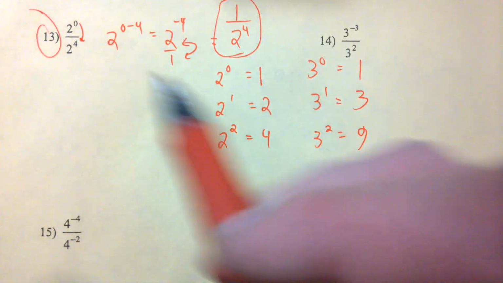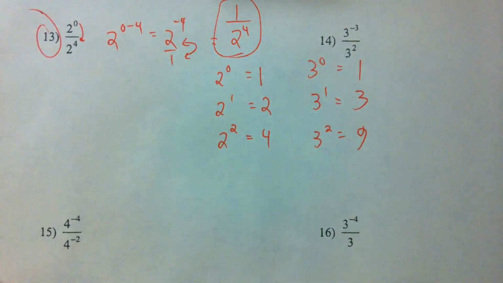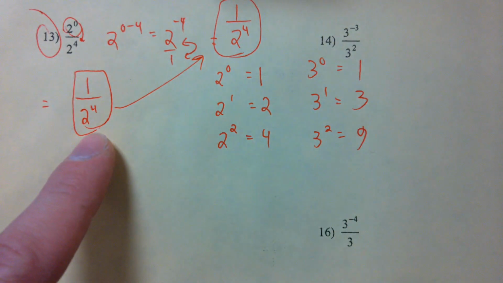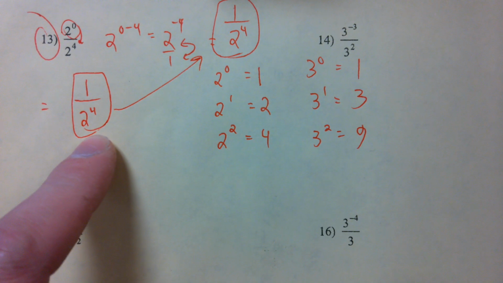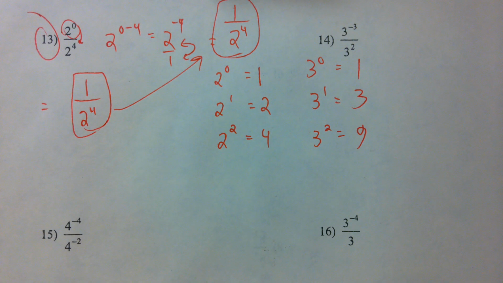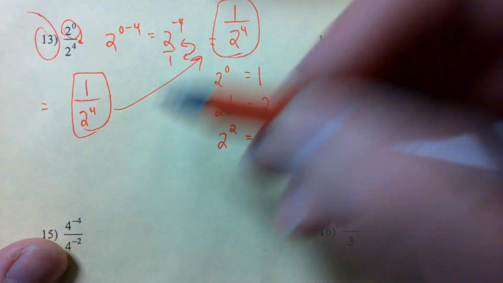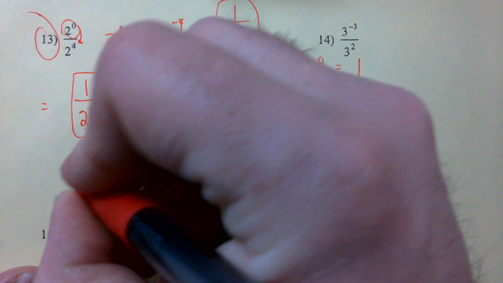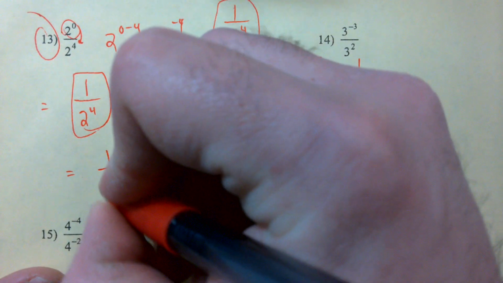So if I see 2 to the 0th power, what's that equal to? 1. So I could turn this 2 to the 0th into 1 over 2 to the 4th. Hey, look at that. Isn't that the exact same thing we got by doing all those different steps with the quotient rule and the negative, flipping and all that? Yeah, we got the same answer. Now, 2 to the 4th, we can do that pretty easily. What is 2 to the 4th power equal to?